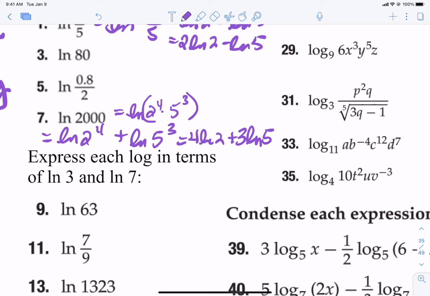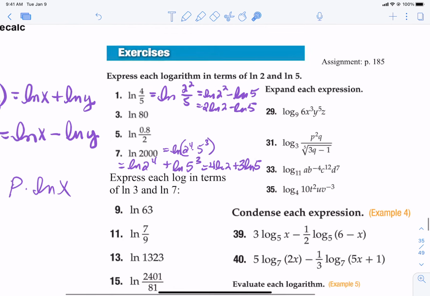Now, how could you check your work? Well, in a calculator, you could put the natural log of 2,000. You'll get a decimal. And then if you put into a calculator 4 natural log of 2 plus 3 natural log of 5, you should get the same decimal. So you should see that those things match.